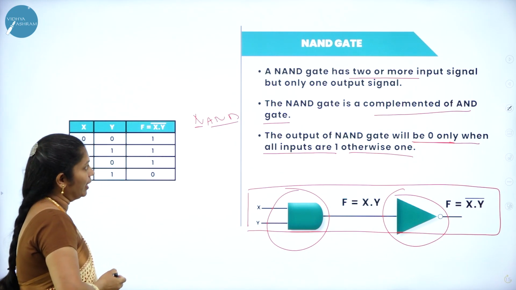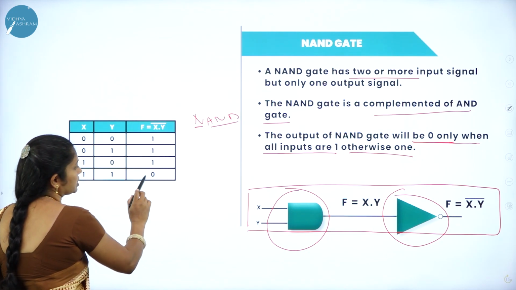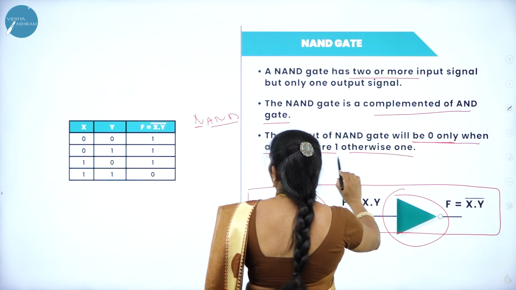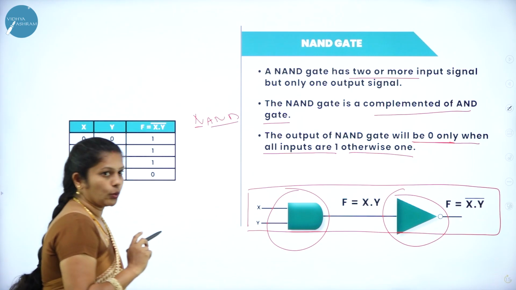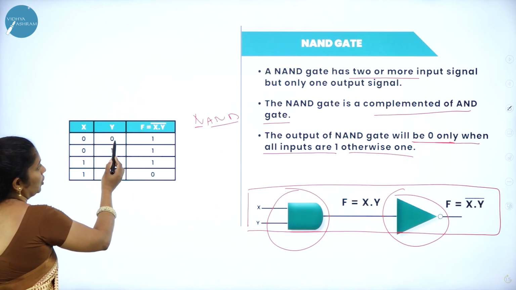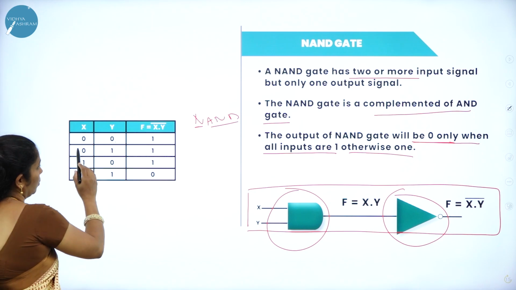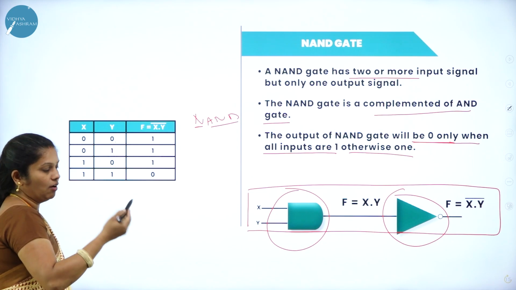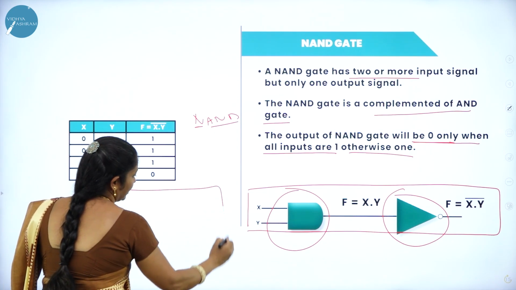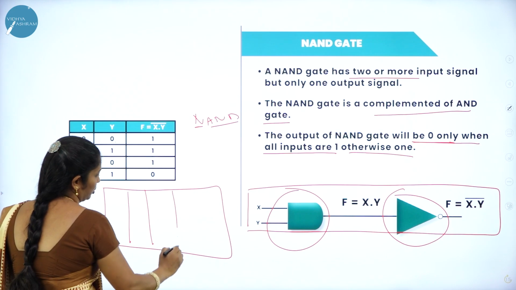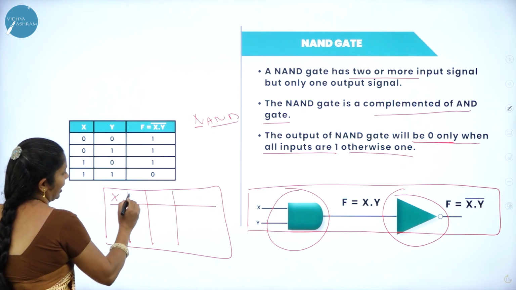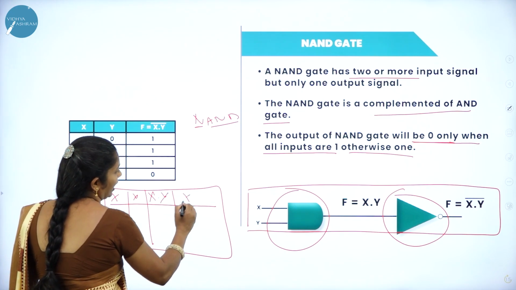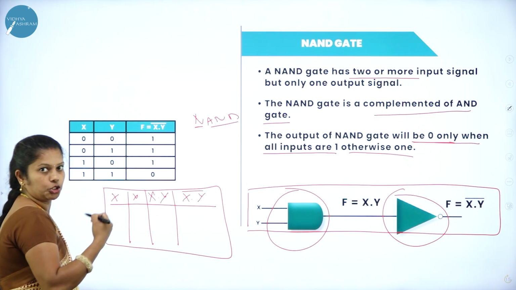Then if you want to write the truth table, see here: when all the inputs are 1, the output becomes 0. That is, first 0, 0, then 1. 0, 1, 1; 1, 0, 1; double 1, 0. For example, if you are not able to write it directly, you can use the AND gate pattern also. Here, for example, X and Y. First find X into Y, then find X into Y whole bar. Then also you will get the same result.